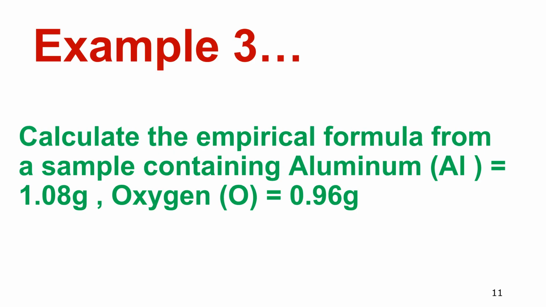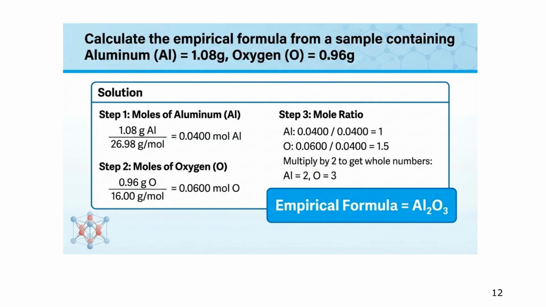CH2O. In example 3, we calculate the empirical formula from a sample containing 1.08 grams of aluminum and 0.96 grams of oxygen. First, we find the moles of each element. Next, we determine the mole ratio by dividing by the smallest mole value, which results in a 1:1.5 ratio. By multiplying by 2, we get the simplest whole number ratio of 2:3. The empirical formula is aluminium oxide, Al2O3.